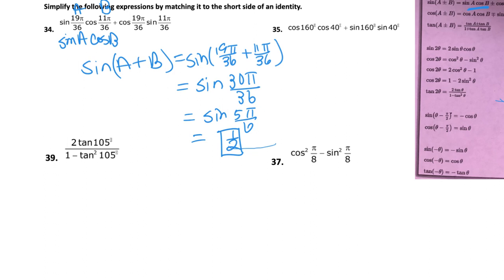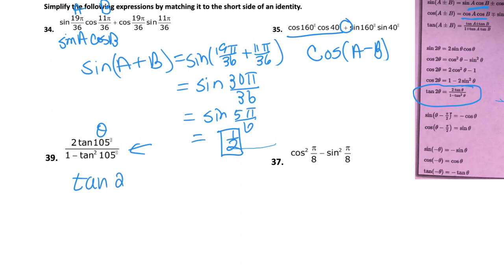Same thing here, when you look at this one, that's cosine, so that's going to be this one. Since it's plus, it's going to be minus, so it's going to be cosine A minus B. I'll leave that one for you to do. Tan, you'll notice in this case, is 1 minus tan squared. Well, that one's down here as a double angle. So that means this is my angle theta, and I'm going to say tan, the double angle times 105, which will give me tan of what?